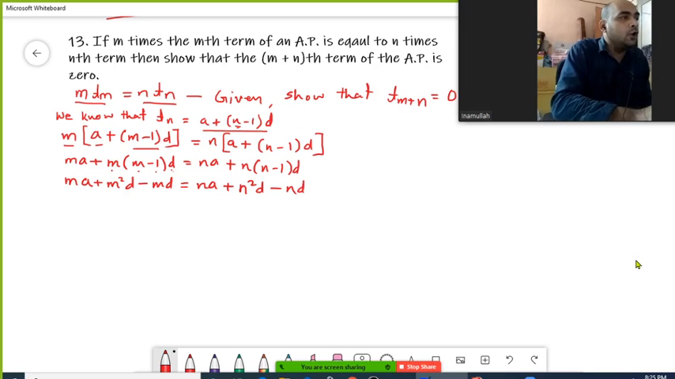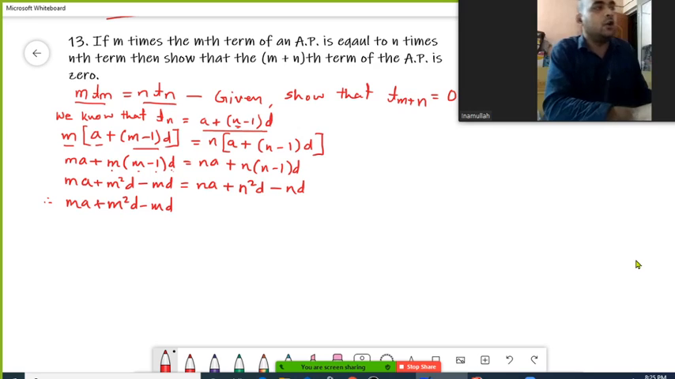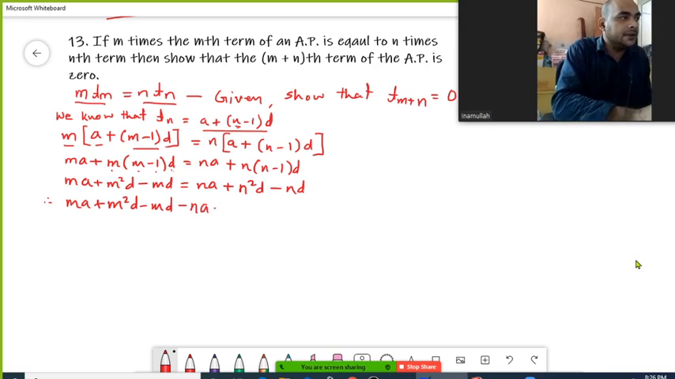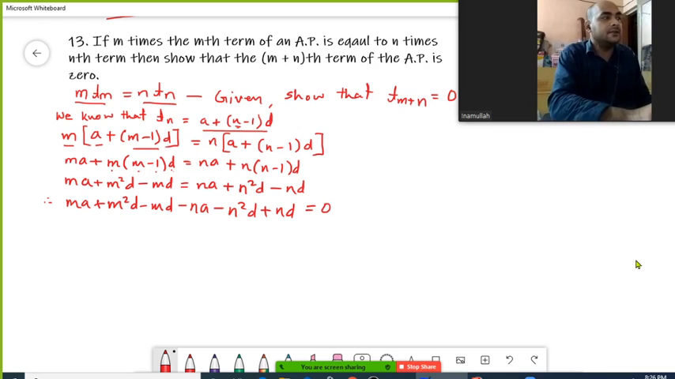I'll bring all the terms from the right hand side to the left hand side. So this will look like this: ma plus m square d minus md. These are three terms which are already there on the left hand side. I'm going to bring na. So this na will become minus na, minus n square d plus nd. So we have no terms left on the right hand side, so on the right hand side we can take 0.